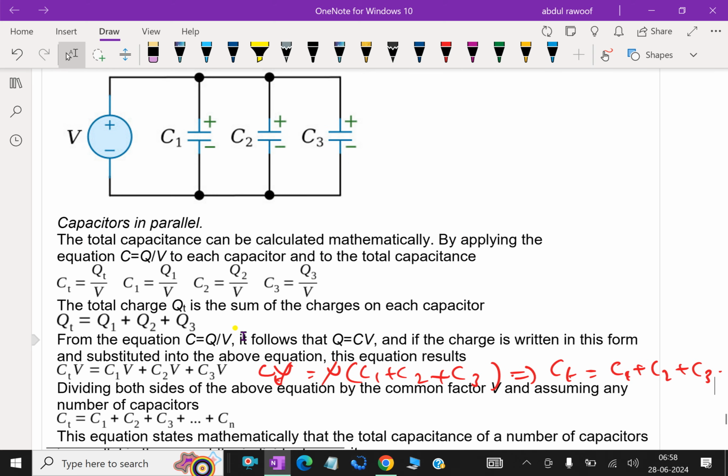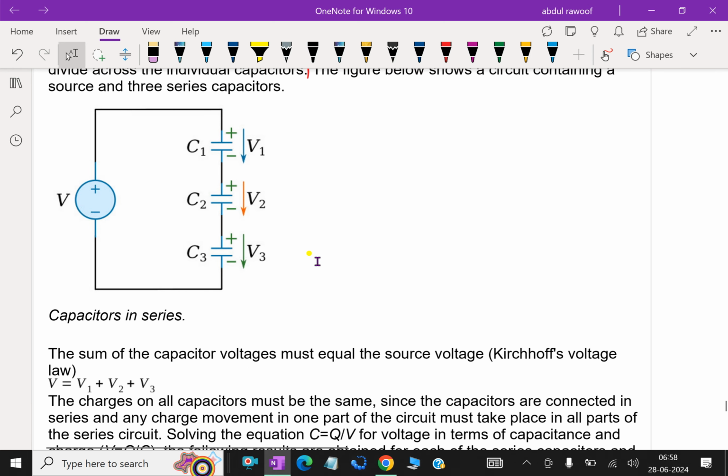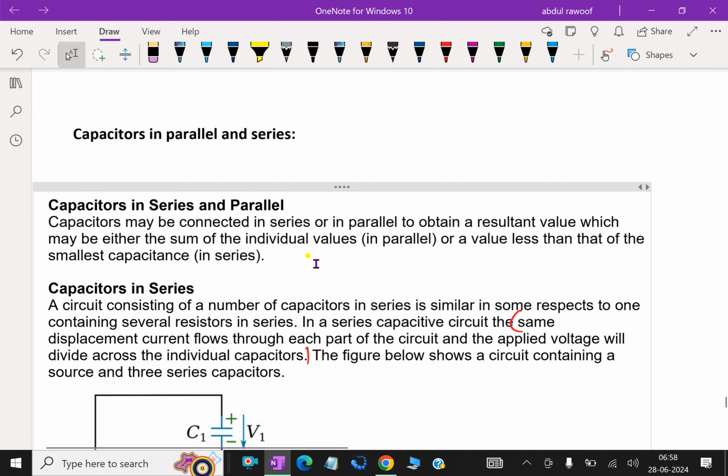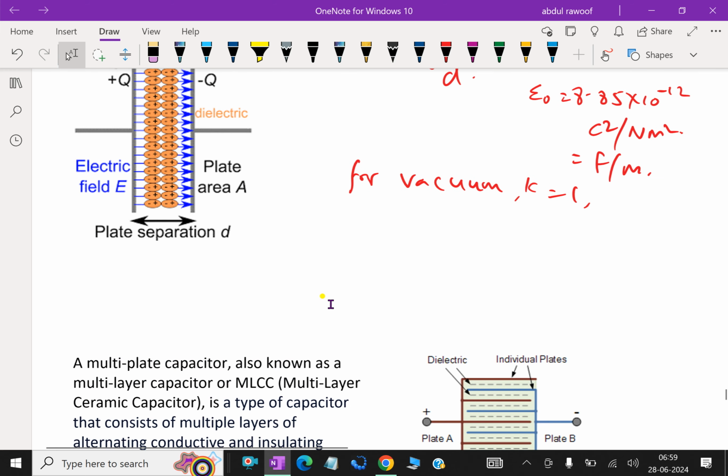So far we discussed what is a capacitor, capacitance, and capacitors in series and parallel connections, what are parallel plate capacitors, and what are multi-plate capacitors.